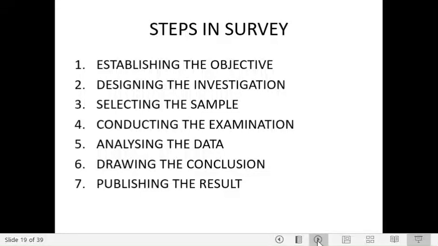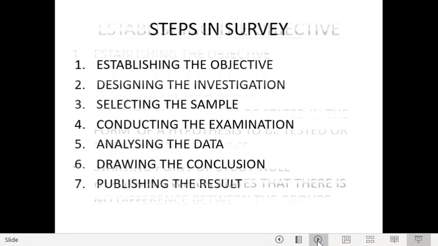These are the various steps in survey. First of all, we need to establish the objectives, that is which disease we are studying and what is the importance of carrying out the survey. Then you design the investigation. Next, you select the sample. After selecting the sample, you conduct the examination in the sample. After you collect the data, you analyze the data. Once you analyze the data, you draw a conclusion and last is you publish the result. Now we will take each step in detail.